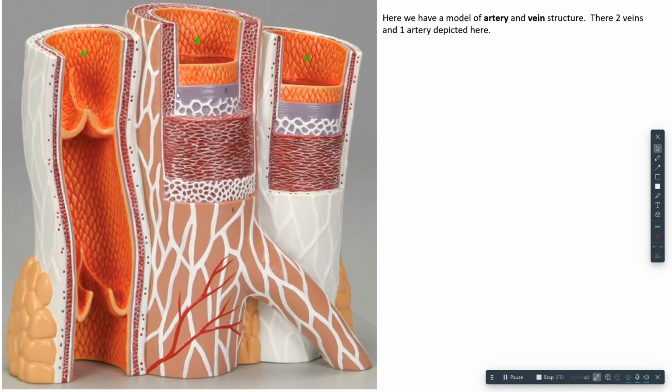I can see my three layers, of course. My tunica interna is the orange one on each of these. The red one is my tunica media, which is mostly muscle. Remember, my tunica interna is simple squamous epithelium with a little bit of connective tissue underneath. And I also have my tunica externa on the outside of each of these, anchoring them in place.